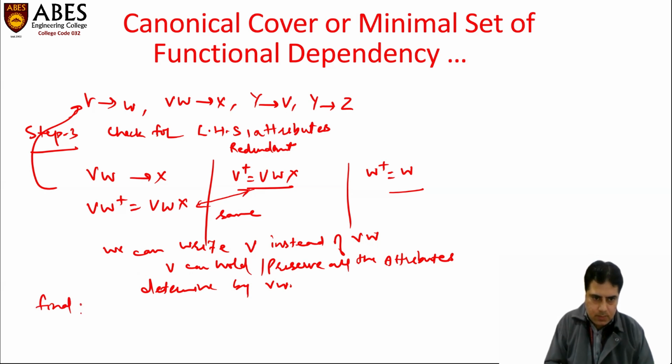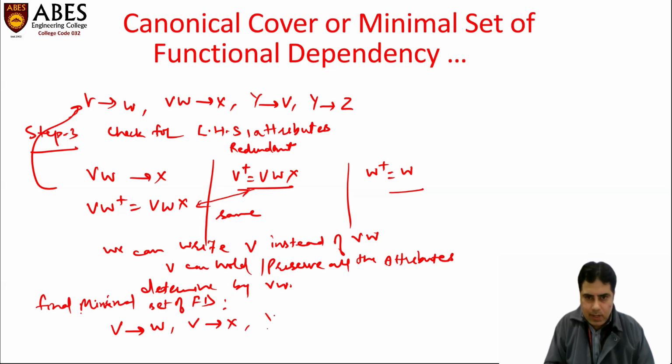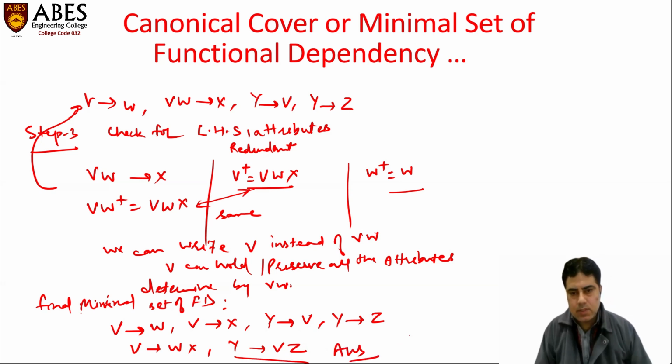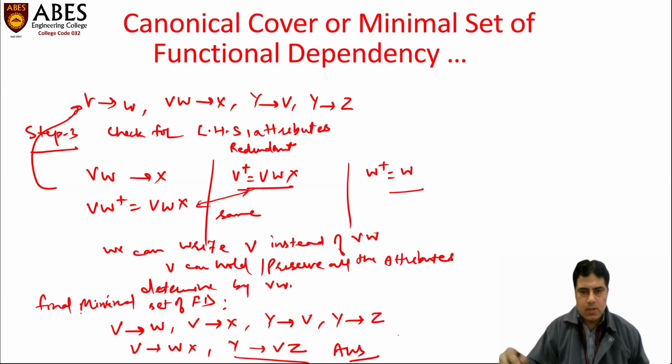So the final minimal cover, minimal set of FDs, or canonical cover is V determine W, V determine X, Y determine V, and Y determine Z. We can write this as V determine WX, and Y determine VZ. So this is our final minimal cover set or canonical cover.